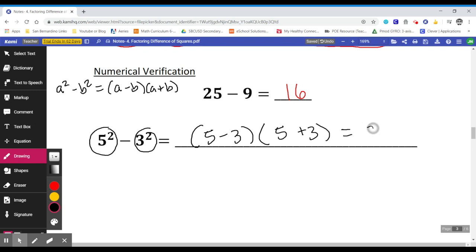5 minus 3 would give you 2. And then 5 plus 3 would give you 8. So 8 times 2 would give you a total of 16. So this is just using plain old numbers.